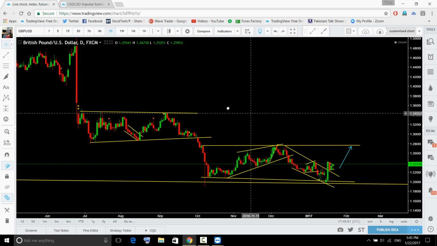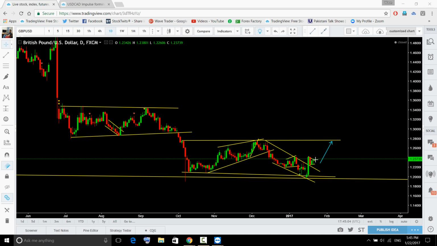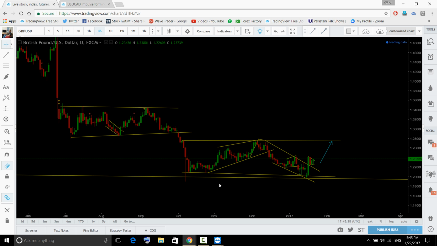Okay, you can see it has already moved more than 60% of the pattern, more than 60% of the move, so we are looking for this move. Once price hits the top, we will watch the price action. Either it is going to come back again or going to continue to the upside. So those who are looking for the breakout entry, be careful, it can reverse back to the bottom again, and if so, then you are going to be out of the market.